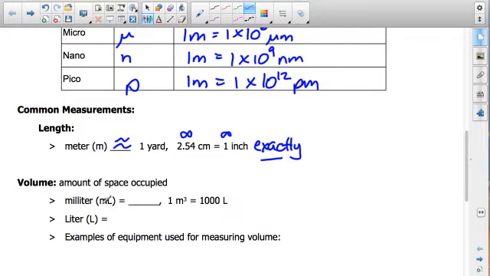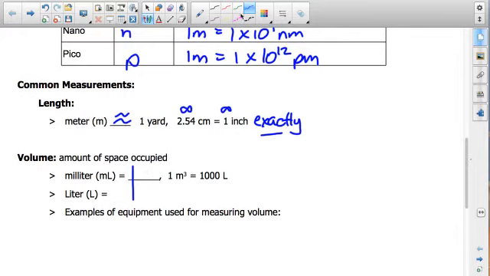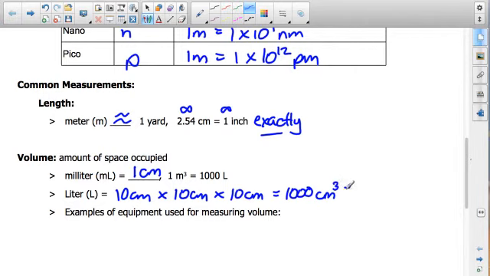For volume, milliliter is the most common unit of measure. A milliliter is equal to 1 cubic centimeter. One cubic meter would be 1,000 milliliters. A liter is a cube that would be 10 centimeters on each side. So that means a liter is equal to 1,000 cubic centimeters, or 1,000 milliliters, since 1 milliliter is a centimeter cubed.